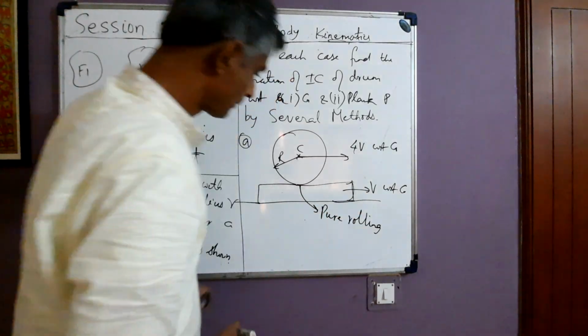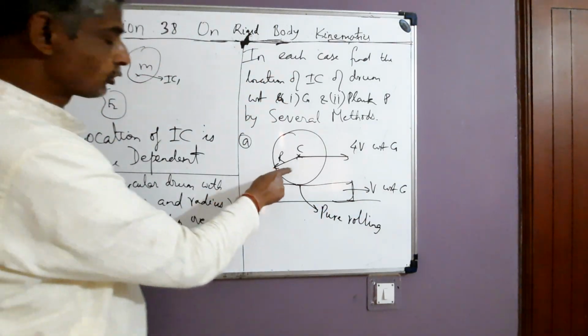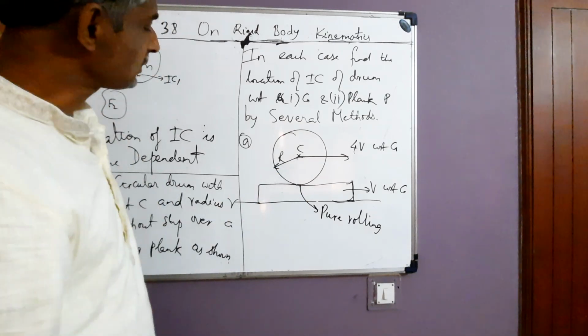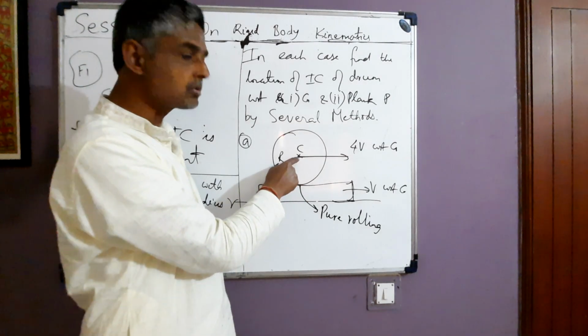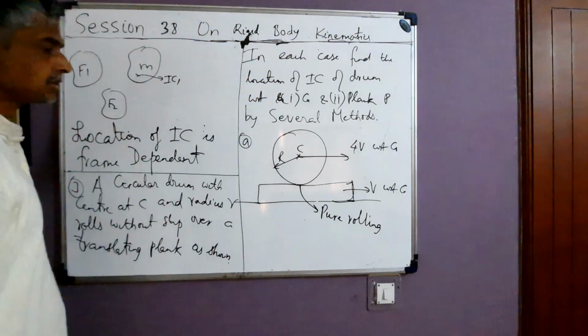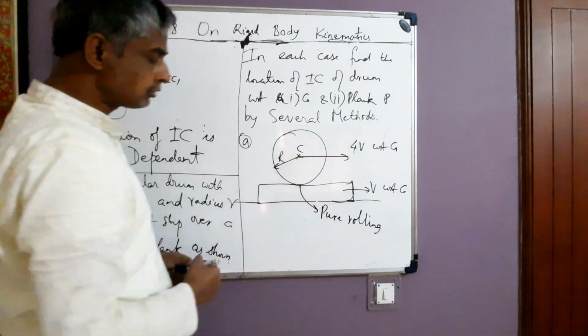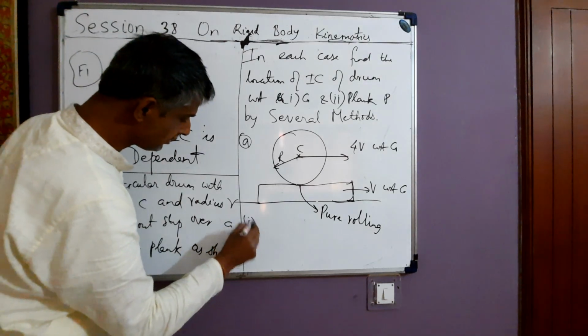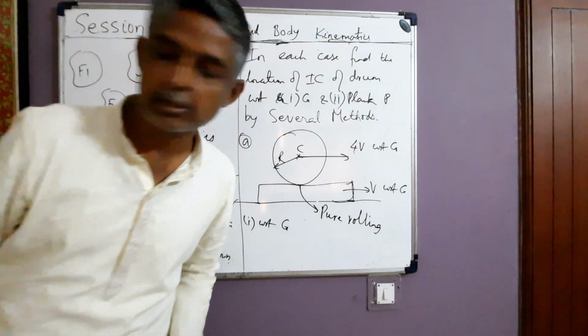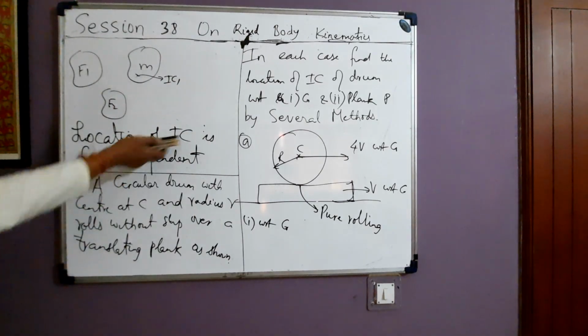Now we have to locate the IC of the drum with respect to ground and with respect to plank. And we have to specify the location of IC in terms of distance from center C of the drum. So first we locate the IC of the drum with respect to ground. That also we do by several different methods.